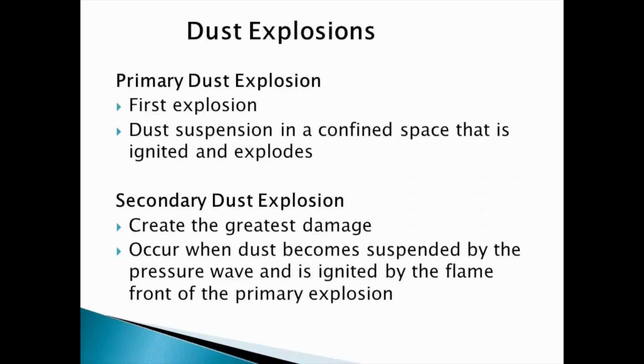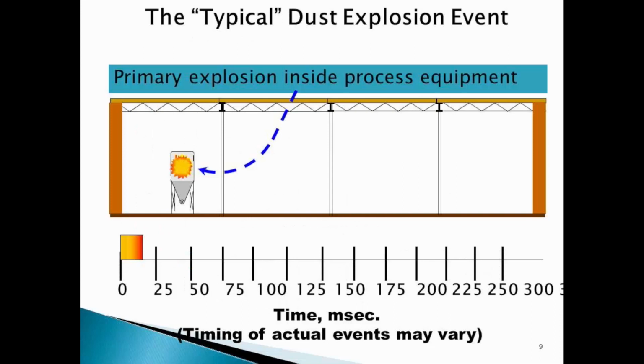Dust explosion can be categorized as either primary or secondary explosion. Primary dust explosions generally occur inside process vessels and units, while secondary dust explosions are caused by the dispersion of dust layers by an energetic disturbance. Primary dust explosion. The typical dust explosion event.